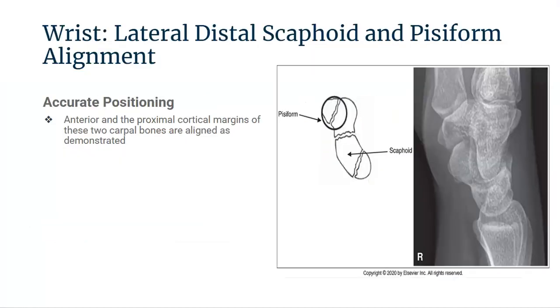So let's talk about evaluating the alignment of the distal scaphoid and pisiform on a lateral wrist projection. This alignment is a reliable way to check if your imaging was captured without rotation or deviation. In an ideal alignment, in proper lateral rotation projection, the anterior and proximal cortical margins of the distal scaphoid and pisiform should align perfectly. This is what you want to aim for in a true lateral projection.